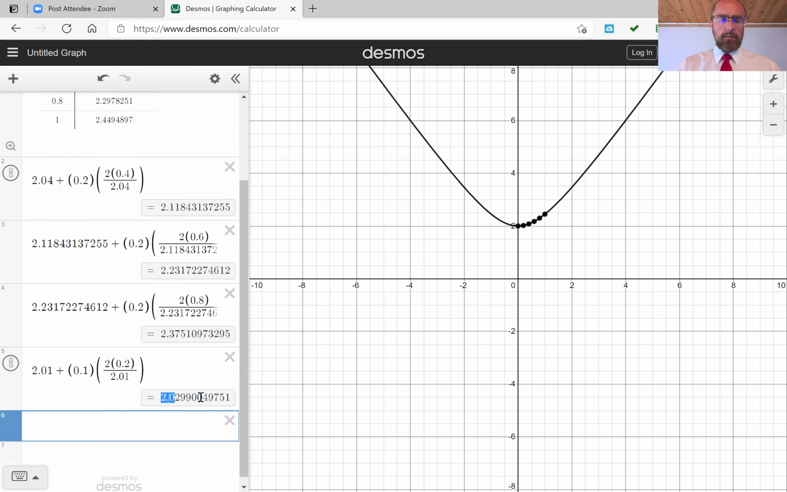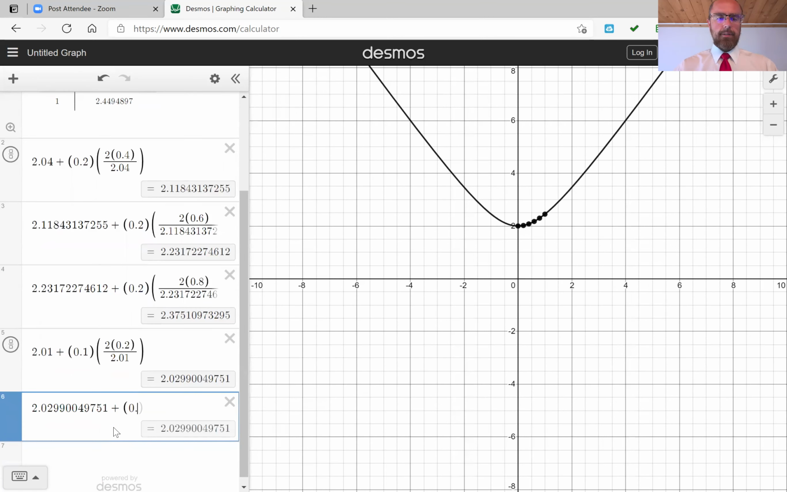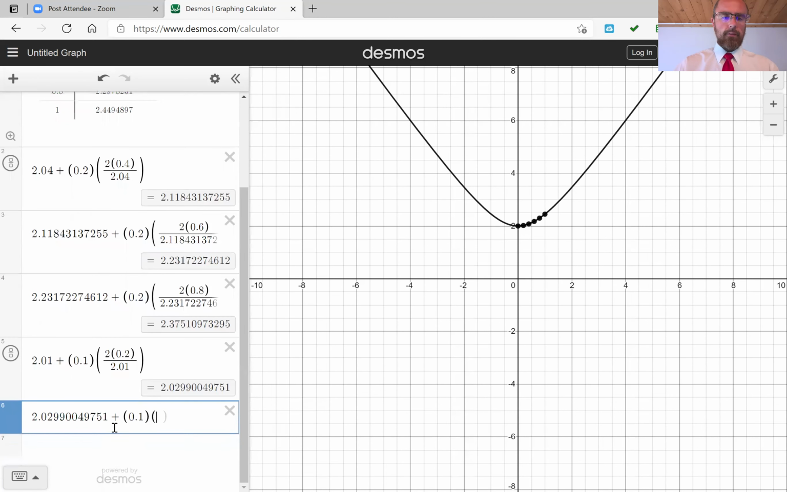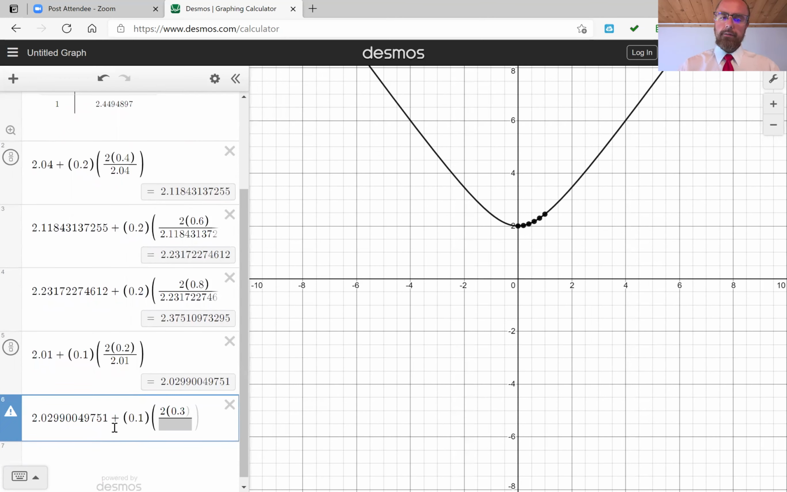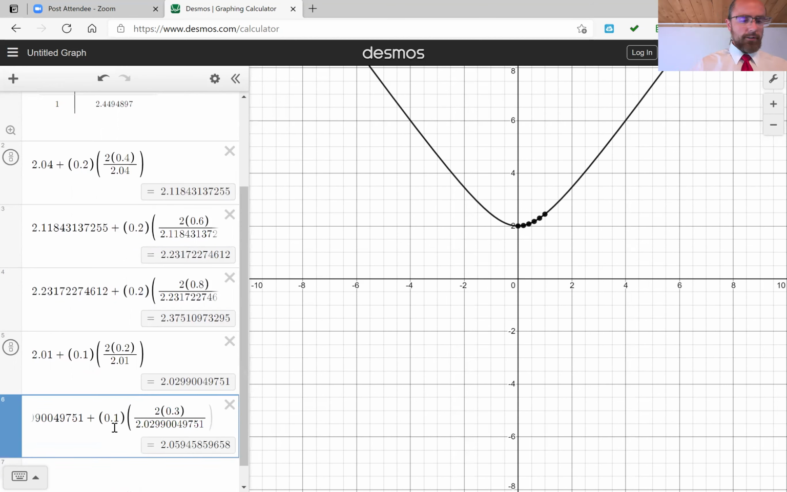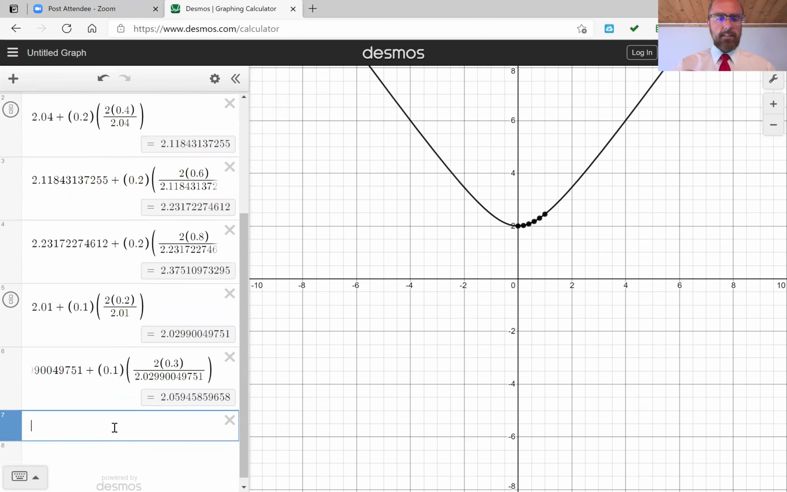Now I'm going to continue my habit here of copying and pasting. So for my next term, which is y sub 4, we'll take that value, add to it again my fixed step value of 0.1 times the function. So now we're multiplying 2 times 0.3 over my y sub 3 value. And that's going to give me 2.0595. So that one, in a moment, we'll take that back. We'll include that in our table.